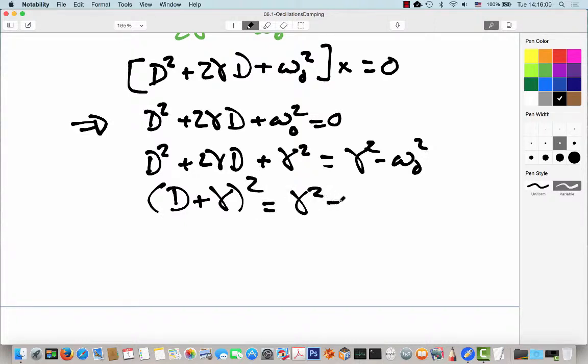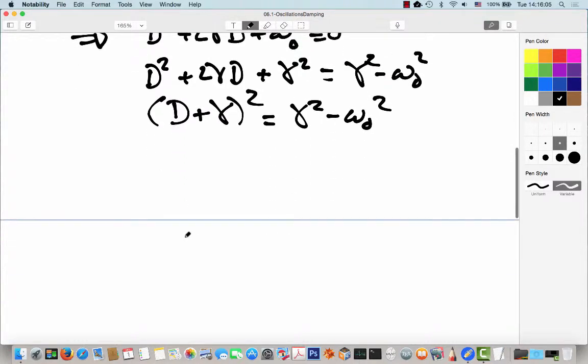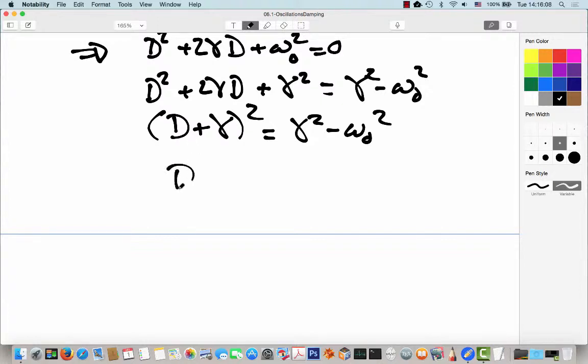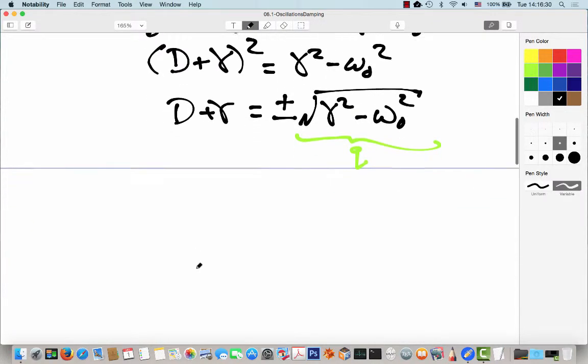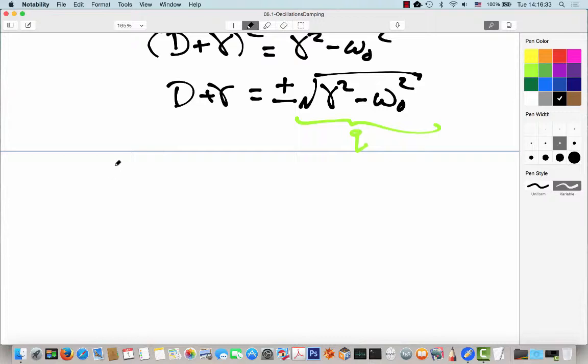And so it's equal to gamma squared minus omega naught squared. And so our solutions are that d plus gamma can be equal to either plus or minus the square root of gamma squared minus omega naught squared. All right, I don't want to write that radical anymore, so let's give that radical a name. We'll call it q for the moment. All right, so that gives us d plus gamma equals plus or minus q.